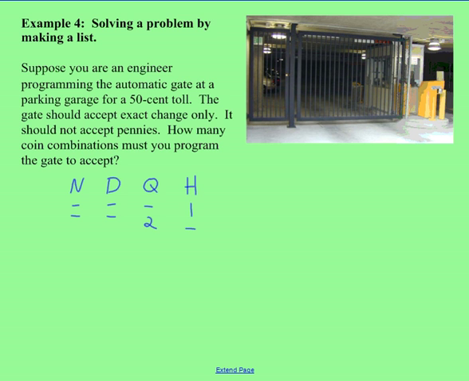But what if we use only 1 quarter? Now if we use 1 quarter, we still have 25 cents left. So we could use 2 dimes and 1 nickel with that 1 quarter. Or with 1 quarter, we could use 1 dime and 3 nickels.